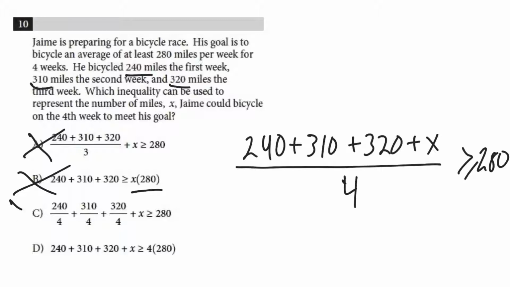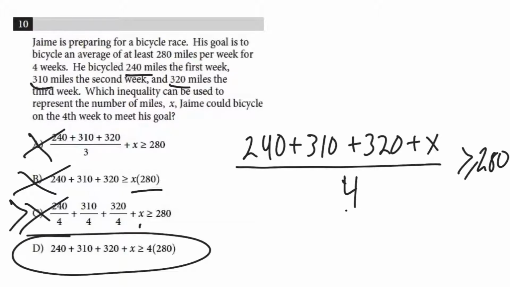The next, C, it's dividing each of the first 3 terms by 4, but x is not being divided by 4. So if that were x divided by 4, that would be a true statement. That would be what we're looking for, but it's not. The last one is a little bit different, right? Doesn't exactly look like our inequality, but if we multiply both sides times 4, that's what we'll end up with. So that is the inequality, D.